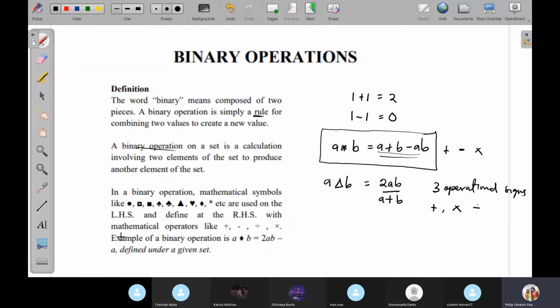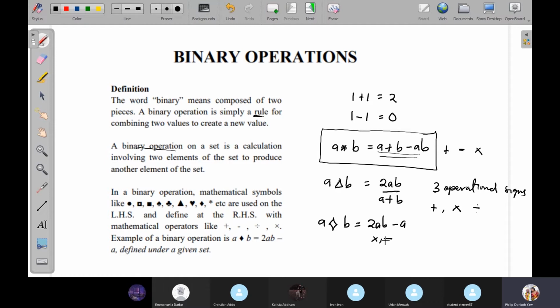If we move forward, an example of a binary operation is A diamond B, which is equal to 2AB minus A. Yes, that is my last example. Then we will start working on how to operate using the binary operation rules. How many operational signs do we have in our rule? We have 2 operational signs, which are the multiplication sign and the subtraction sign.